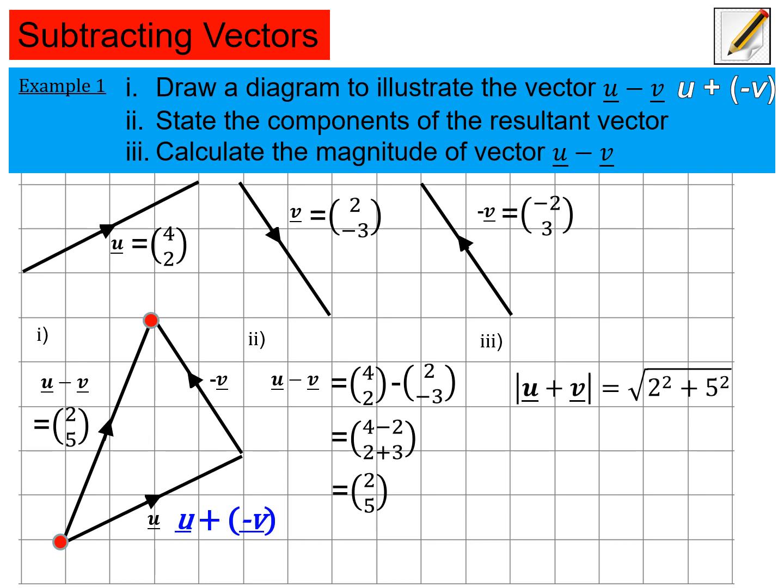Lastly, we're being asked to calculate the magnitude, so remember that's just your Pythagoras. So we're doing the square root of 2 squared plus 5 squared. So the square root of 4 add 25, so the square root of a total of 29, and that will give us 5.39 units. That's how we draw a diagram to represent a vector subtraction and how we work out the resultant vector.